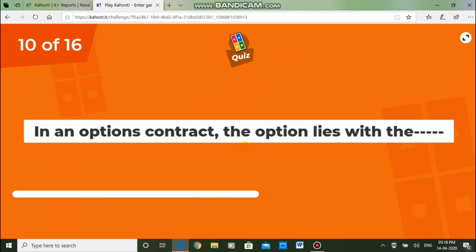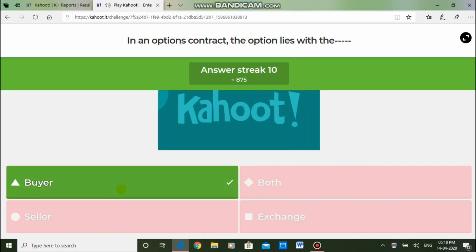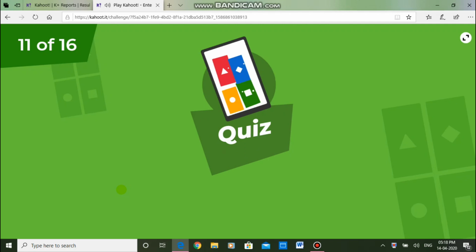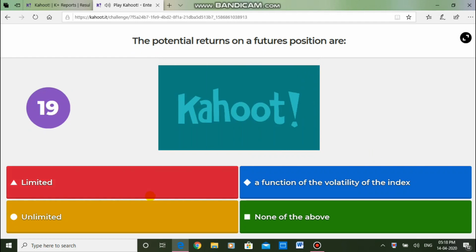In an options contract, the option lies with the dash: buyer, seller, both, exchange. Correct answer is buyer. The potential returns on a futures position are limited, unlimited, a function of the volatility of the index, none of the above. Correct answer is unlimited.